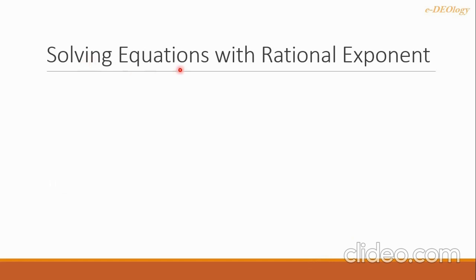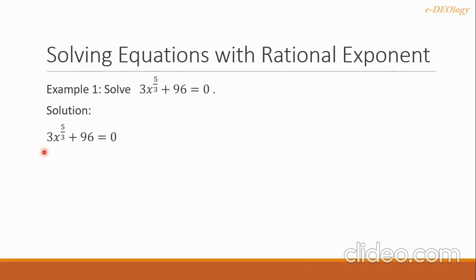Let's go now to solving equations with rational exponent. Let's have example 1. Solve 3x raised to 5/3 plus 96 equals 0. So for our solution, I will copy first the whole problem down here. So in solving equations with rational exponent, our goal here is to put that x alone on one side. All the other numbers we will put on the right side. So at first, this positive 96, we will shift it to the right side.